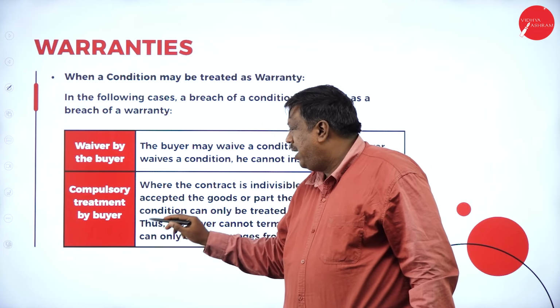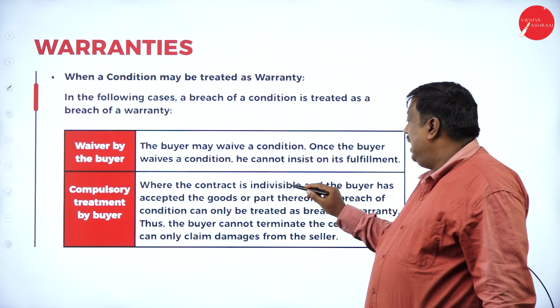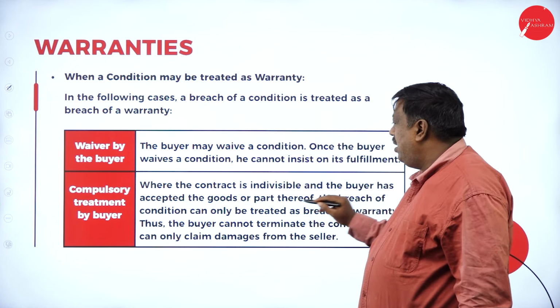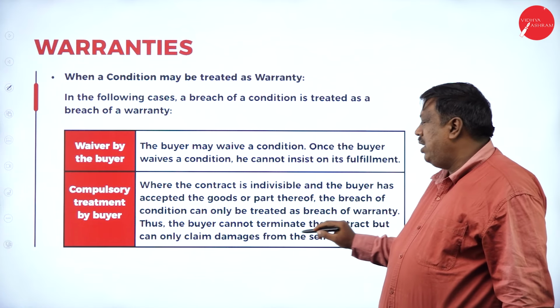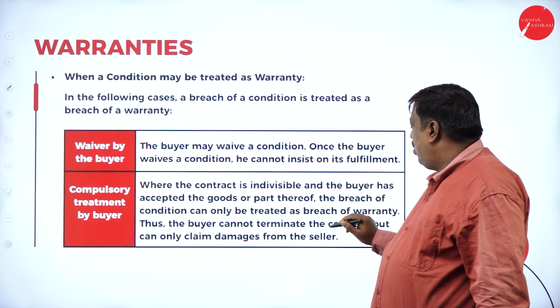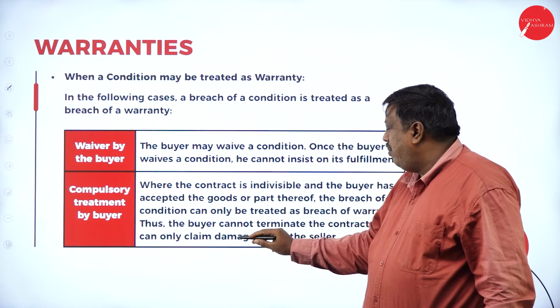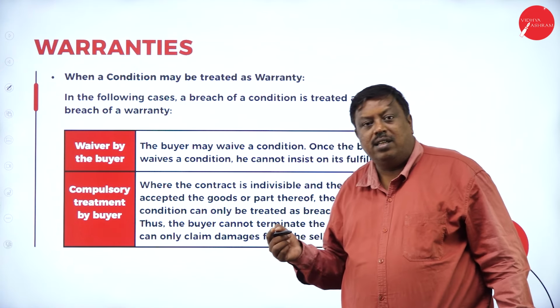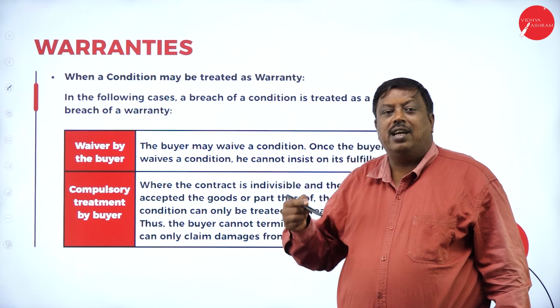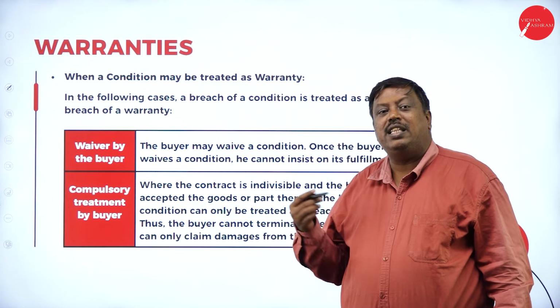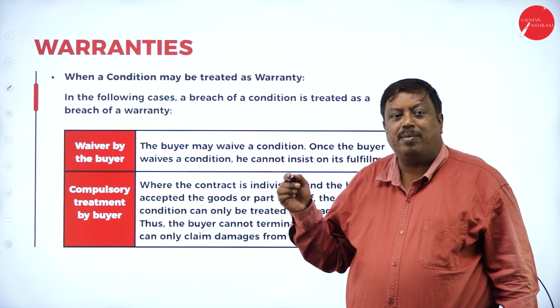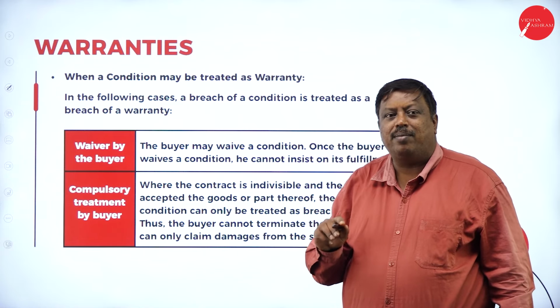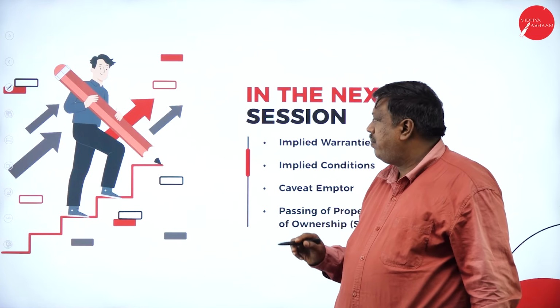Compulsory treatment by buyer: where the contract is indivisible and the buyer has accepted the goods, or a part thereof, the breach of condition can only be treated as breach of warranty. Thus, the buyer cannot terminate the contract but can only claim damages from the seller. If anything happens here, the seller has made a breach of contract, and the buyer can claim the damages only. He cannot claim anything other than the damages.